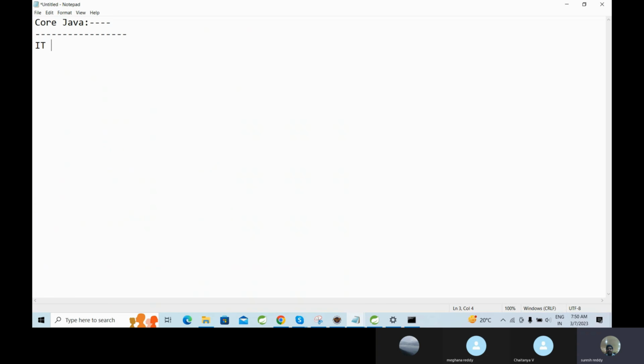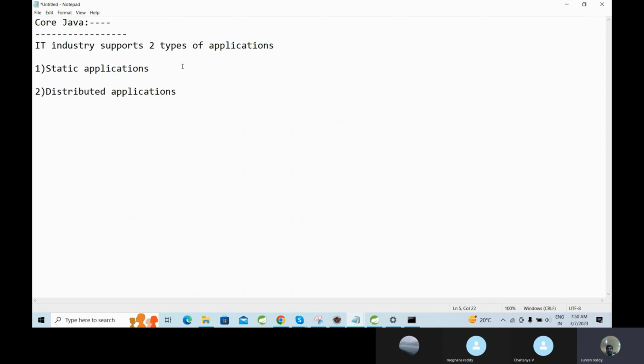So the IT industry supports two types of applications. Number one is static applications. Number two is distributed applications.